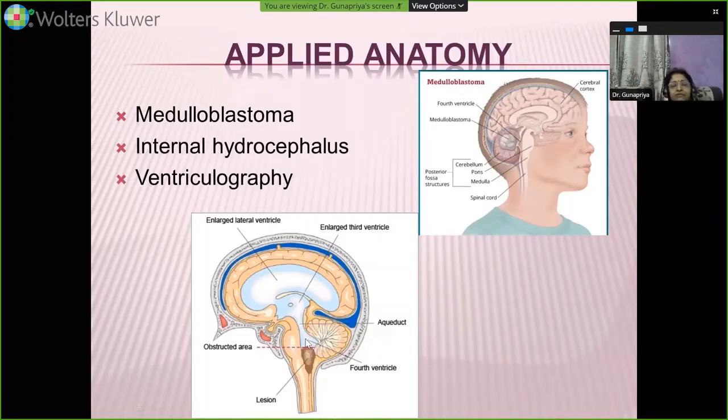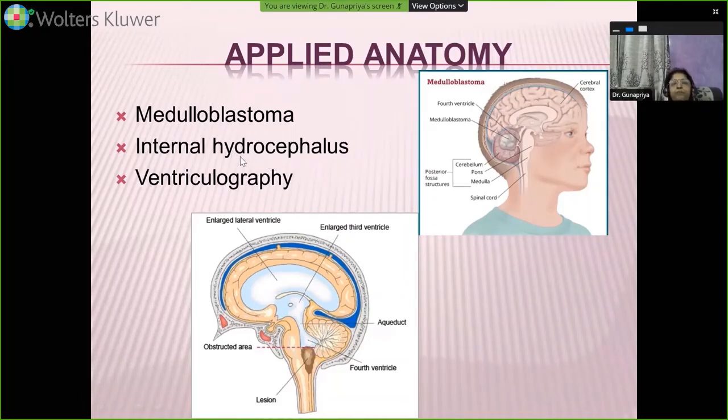So what happens is the fourth ventricle has got filled with CSF. It is expanded or enlarged. The third ventricle is also enlarged. The lateral ventricle is also enlarged. So all these have gone in for enlargement, and that condition is known as hydrocephalus. So this is known as internal hydrocephalus.